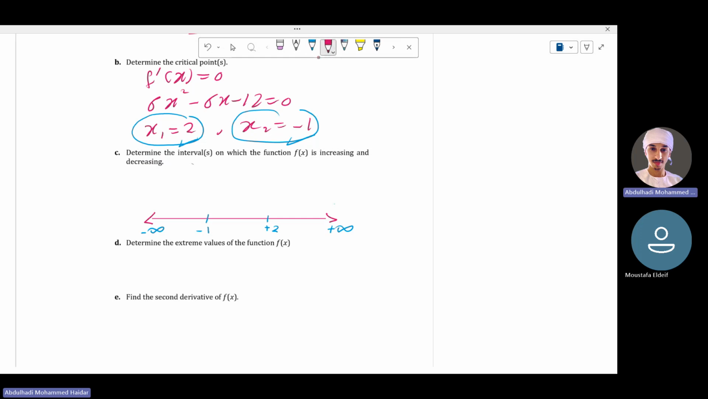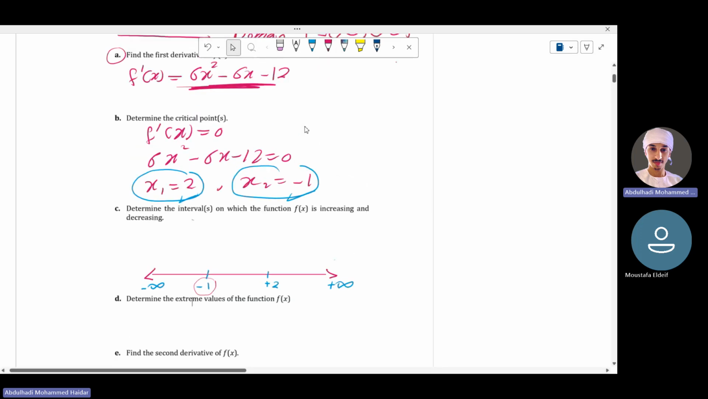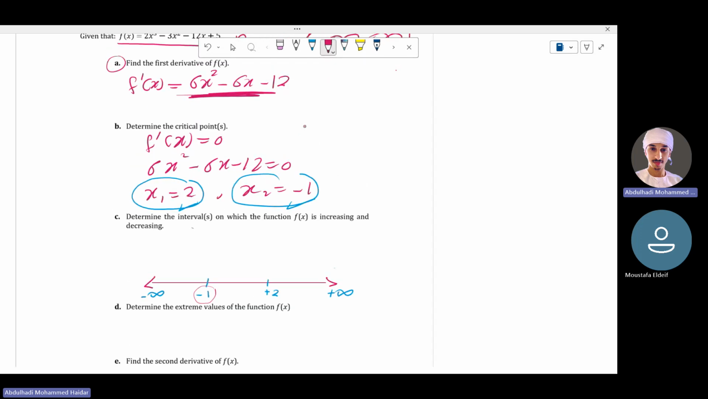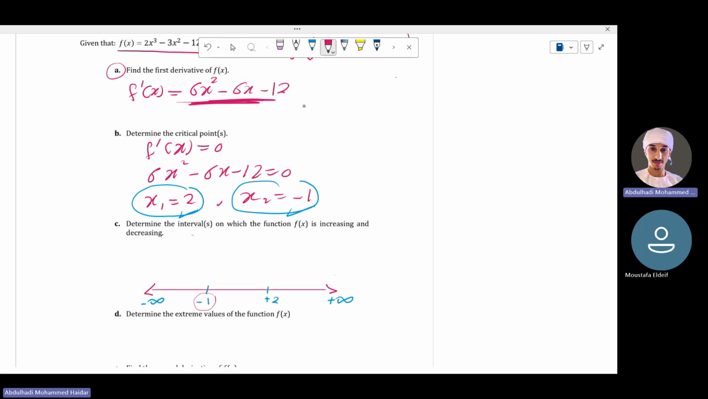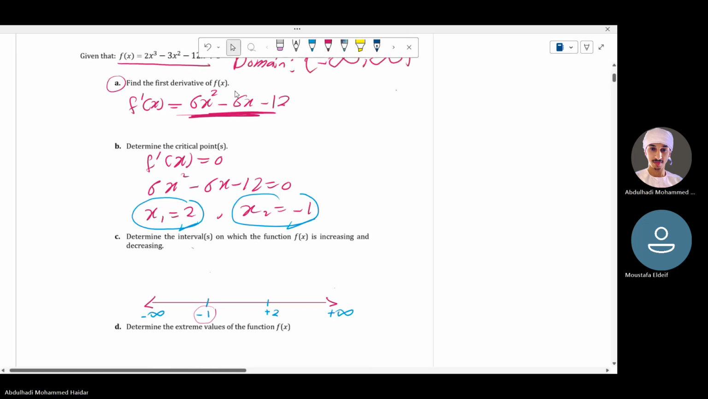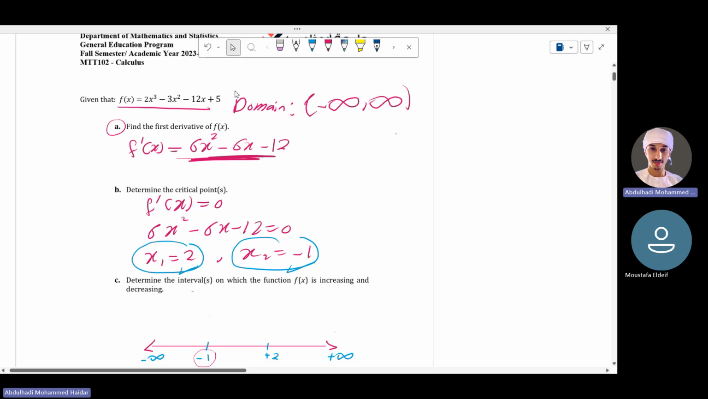And then you have to find what? The y values of these x values, okay? So substitute it in the original function. So substitute here -1 in this original function to find the y. So it's going to be 2 times minus 1 cubed, minus 3 times minus 1 squared, minus 12 times minus 1, plus 5. So it's going to be 12.